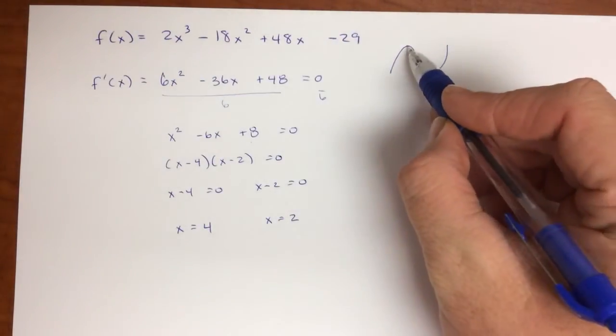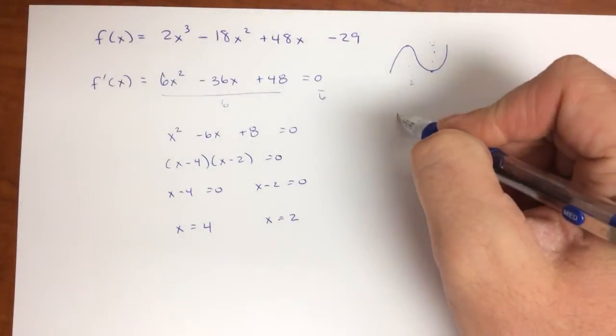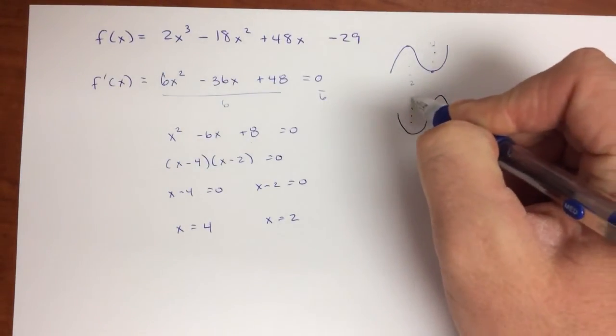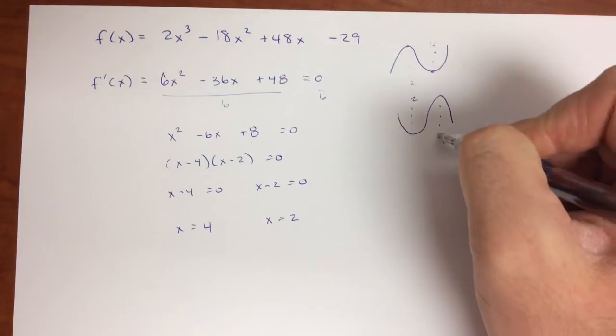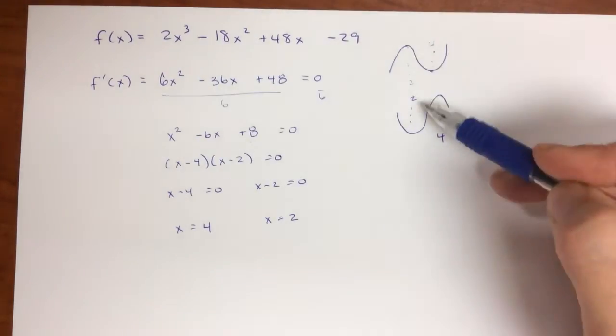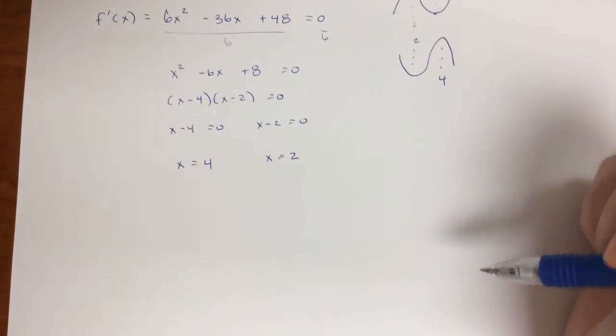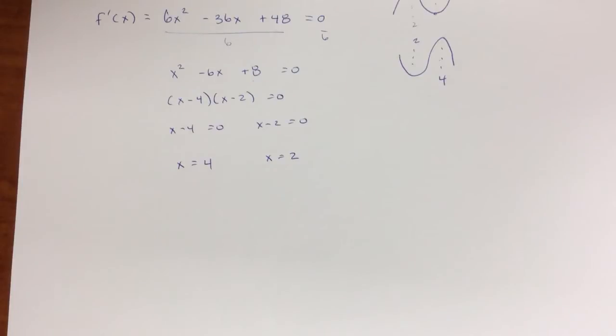But what I don't know is whether this is 2 and this is 4, or whether the function looks like this. So that is 2 and that is 4. Both of these are cubic functions, but one has 2 as the max and the other has 2 as the min. So how do I figure that out? Well, that's where we go to our second condition.